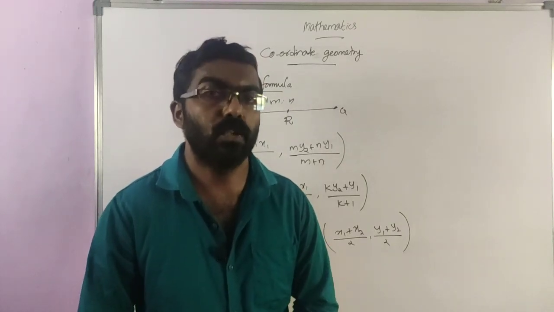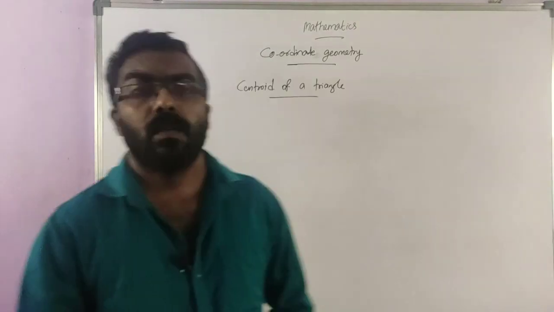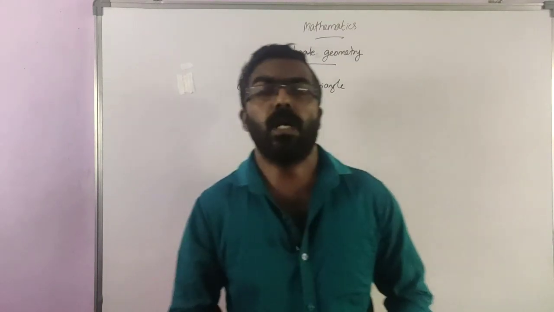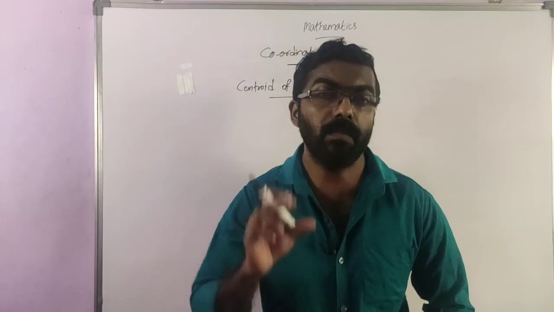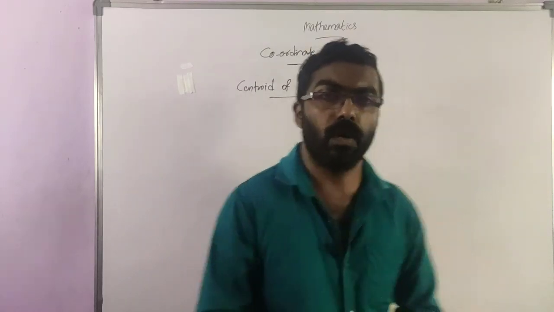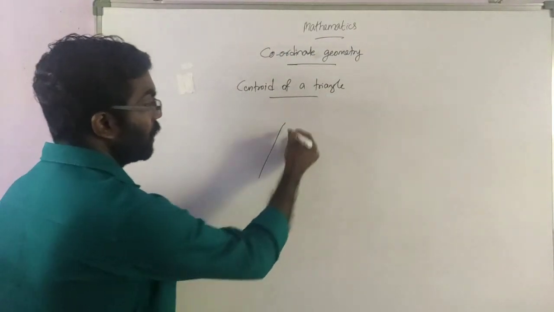Now we move on to the next topic, centroid of a triangle. So what do you mean by centroid of a triangle? You all know the 3 medians of a triangle intersect at a common point, and that particular point is called what? Centroid. Okay, we can draw a rough figure.